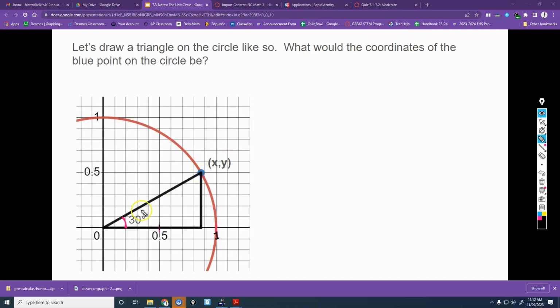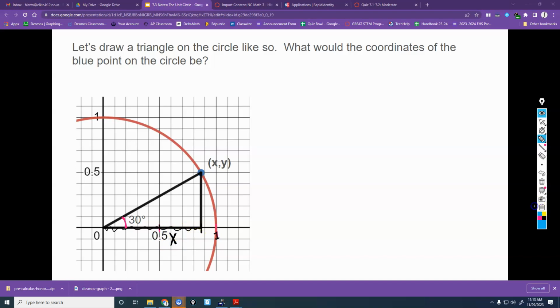So, if I have the point x, y, right, that would mean my x-coordinate, which would be right here, would be x units over, right? So that would be the length of this side right here. So I could label this side right here of that triangle x.